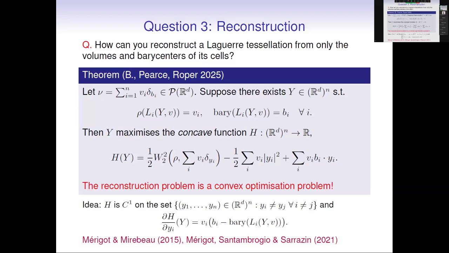Also, H is not C1 on the whole of R^(dN). It's C1 provided your seeds are distinct. So it's not a smooth optimization problem, and it's not C1 everywhere. So there are still some slight difficulties. It's a non-smooth convex optimization problem. But it can be solved, and it seems to work well. Are there any questions about that?